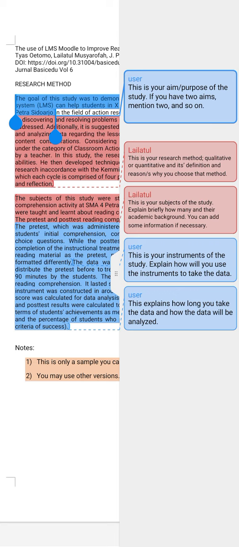The second is research method or research design. So you have to state whether your research is qualitative or quantitative, and do not only say that this is qualitative or quantitative, but you have to inform the reasons why this is qualitative or quantitative. You can put some references to support your idea in this part. And that is here, yeah.